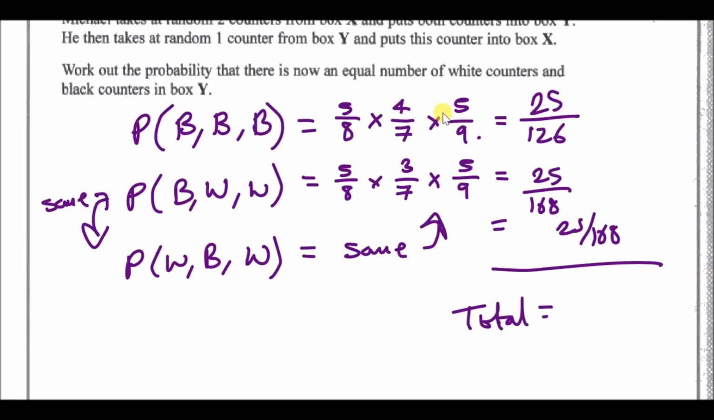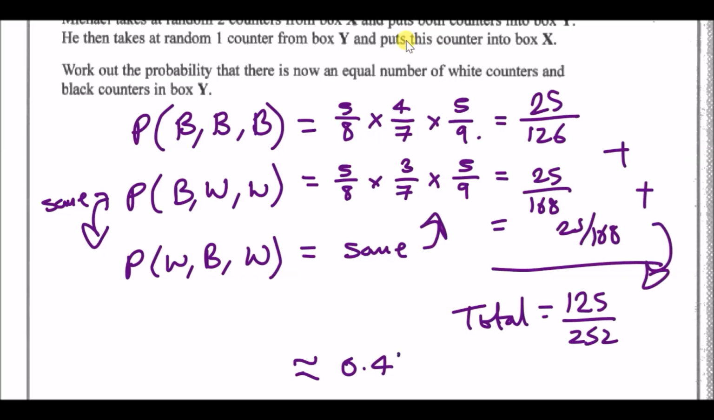Now all you do is literally add all these up, and you should get a total probability underneath. And then you get a total probability of 125 over 252, which is, in terms of decimal, about 0.496. So roughly 50%. Nice, you got half chance, ironically.